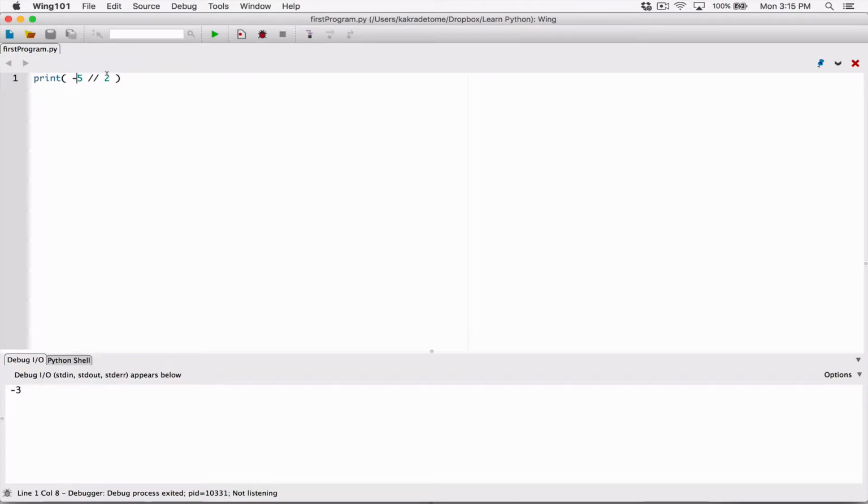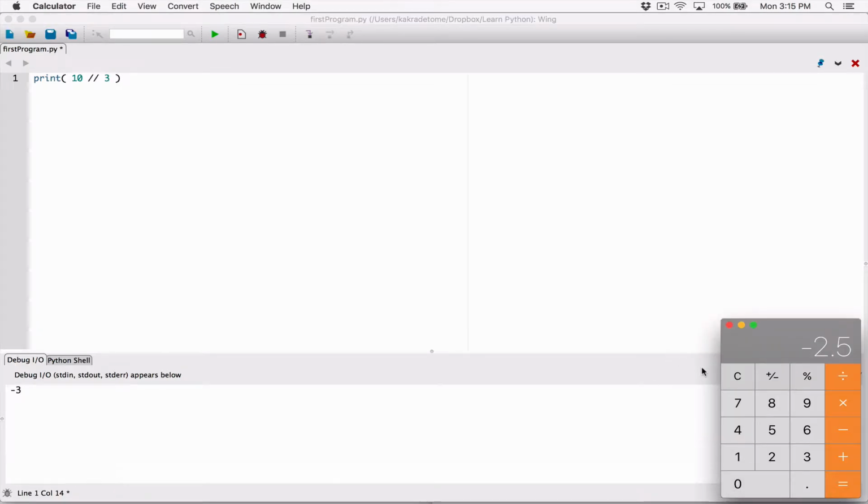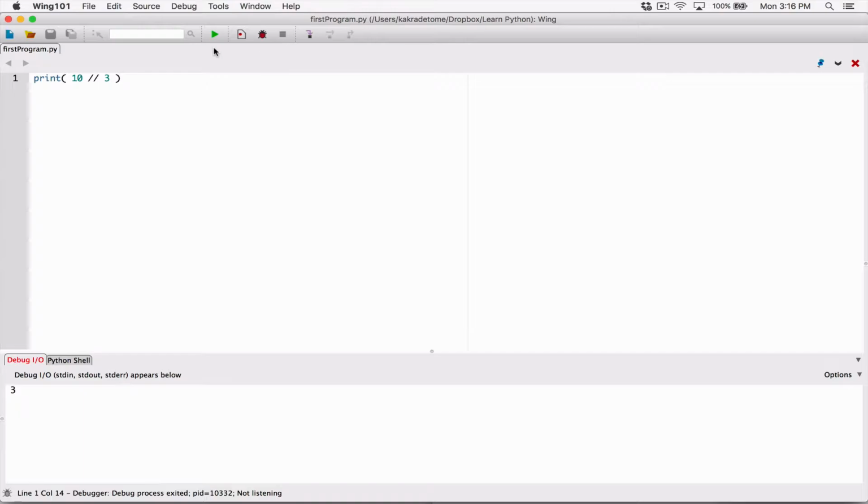So it can be confusing. You may think that it works the same way. If you have, let's say, 10 integer divided by 3, let's do that in our calculator. We get 10 divided by 3, we get 3.3333, right? Let's do the same thing here. But this is integer division.